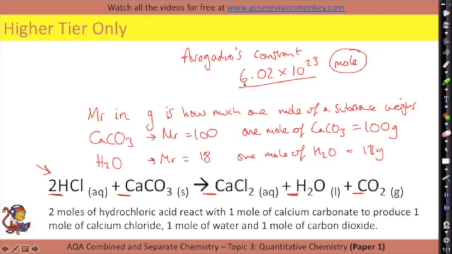Or if we talk about it in terms of the number of particles, we're saying 1 mole, so 6.02 times 10 to the 23 particles of calcium carbonate would weigh 100 grams, or 1 mole, which is 6.02 times 10 to the 23 particles of water, would weigh 18 grams.